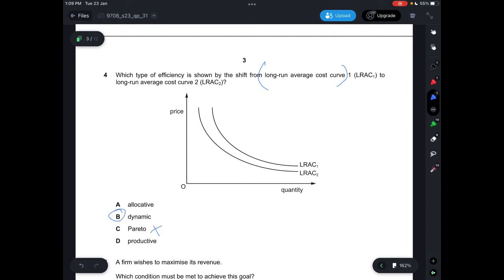in the average cost. Allocative efficiency is basically when you are adjusting to where the price equals the marginal cost, and that one has nothing to do with dynamic or productive. There's a difference between that and dynamic and productive efficiency, in that this one is efficiency because of production. Alright, so the answer is B.